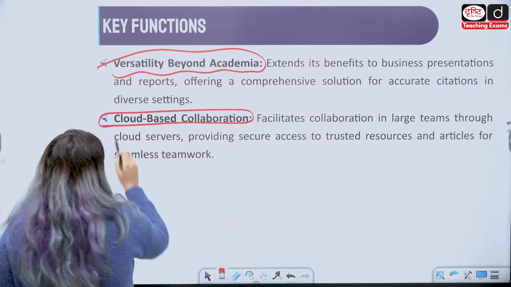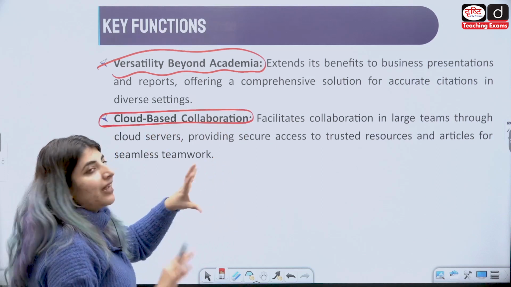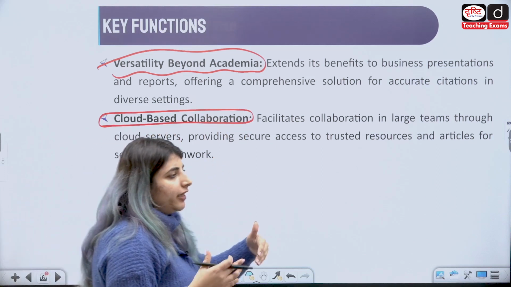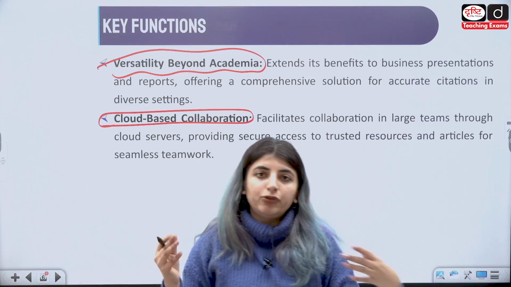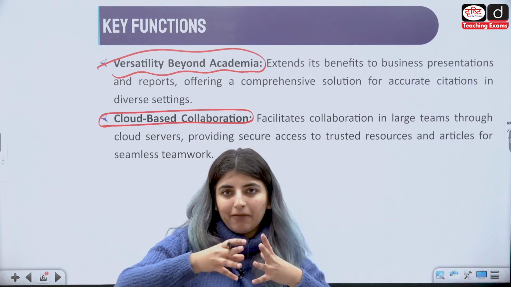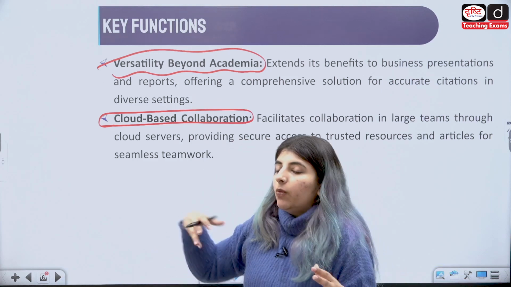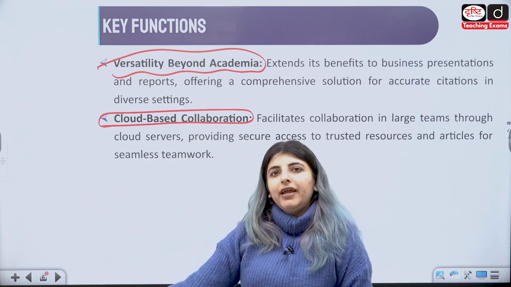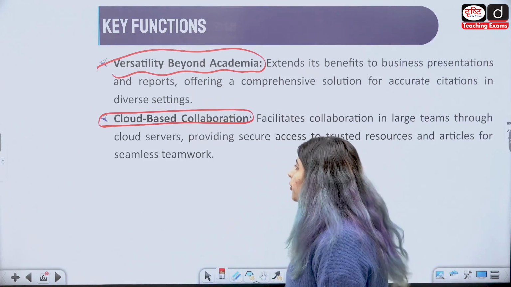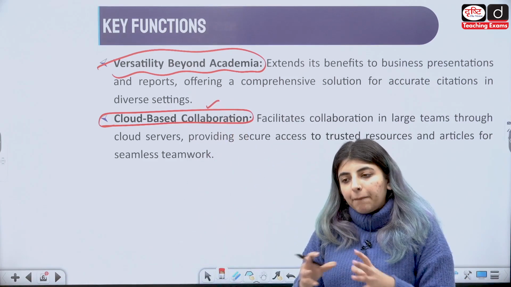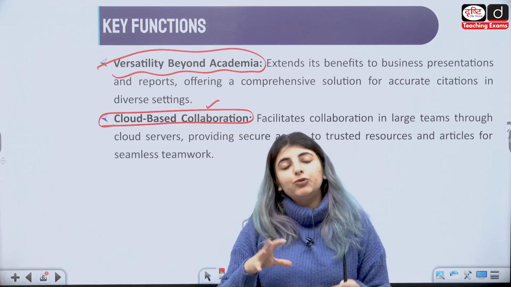Cloud-based collaboration facilitates collaboration in large teams. So if we see that a person is living in India, a researcher, and the other person who is doing the research on the same topic, they are collaborating together. Let's just say one person is living in America or Dubai for that matter, and one person is living in India. So it helps you. Cloud-based means your data will be saved online.